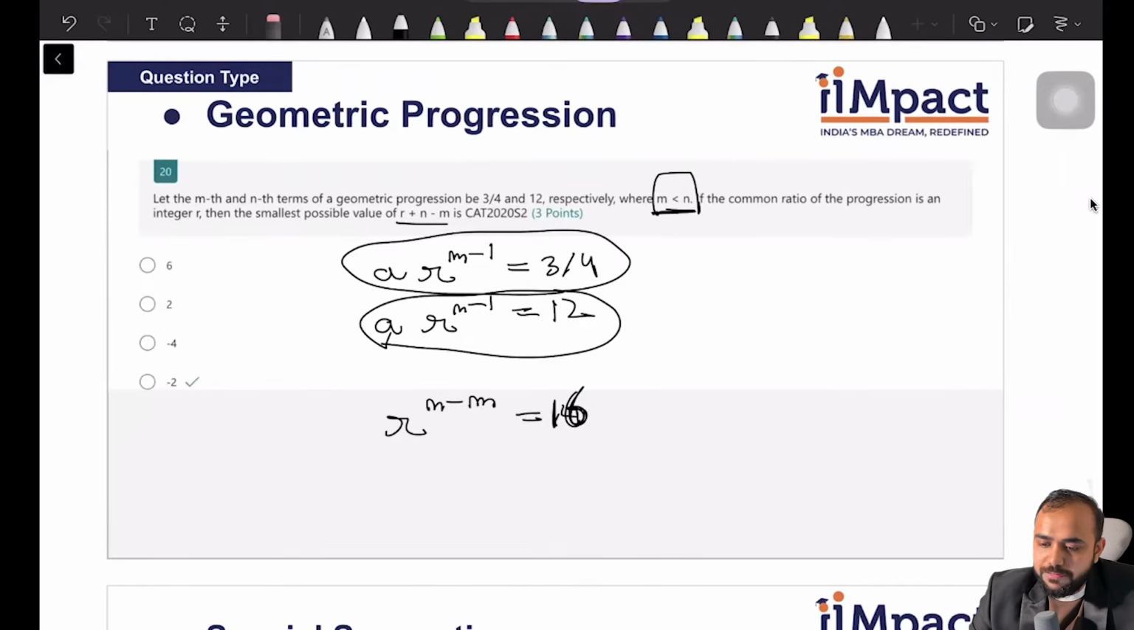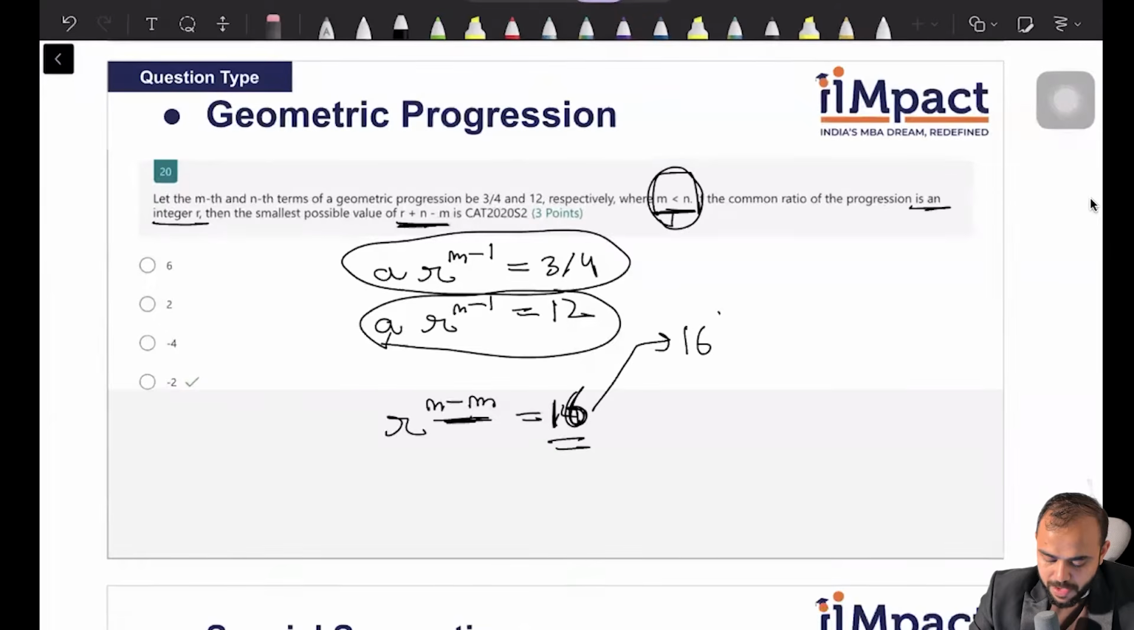Now let us look at the facts that they have given to me. m is less than n, which means this power is going to be positive. And obviously, because these are term numbers, these are going to be natural numbers. So how can I write 16? They've already told us that the common ratio is also an integer. So we have to find the smallest value of this. So let's write. First, let's take r as positive. So this can be 16 to the power 1, this can be 4 to the power 2, and this can be 2 to the power 4.